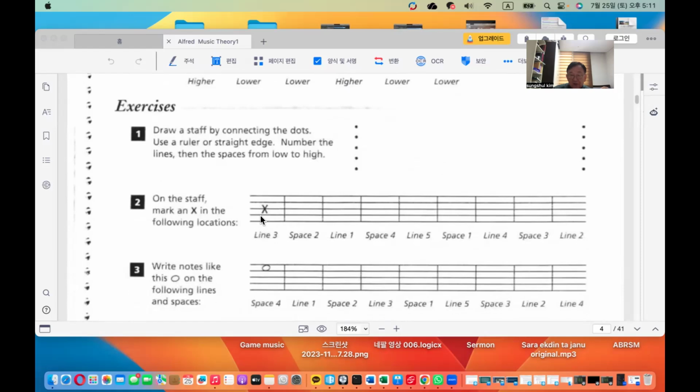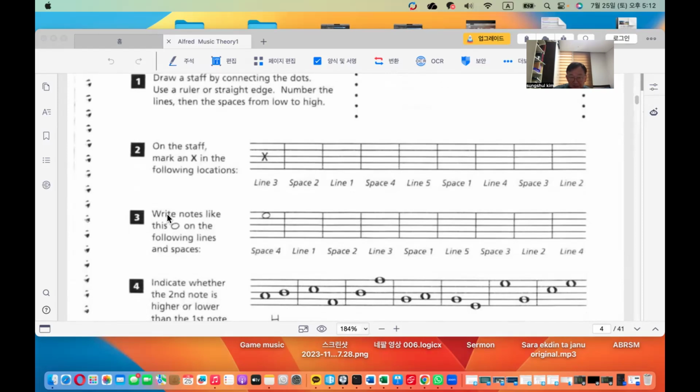Also, all of you have done this. Mark an X in the following locations. Line 3, line 1, line 2, line 3, mark X. Space 2 is right here. Line 1 is right here. Space 1, 2, 3, 4. You need to count. Line 5, line 1, line 2, line 3, line 4, line 5. You need to mark X on the line here. Space 1, line 4, space 3, line 2.